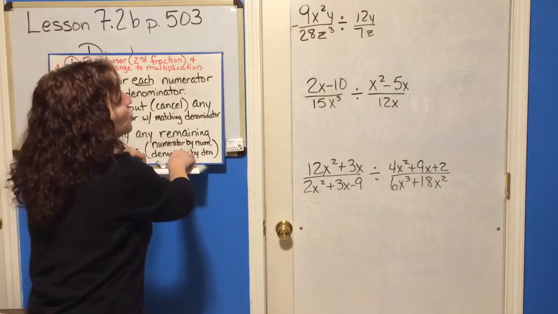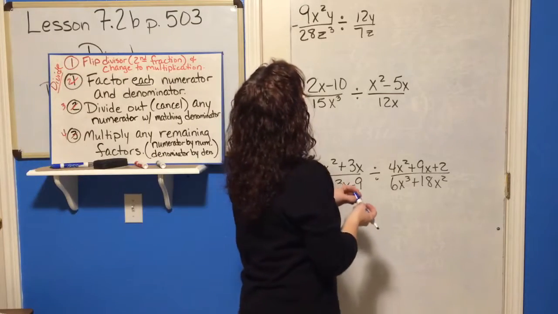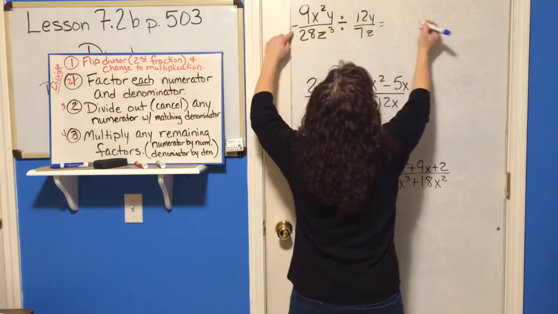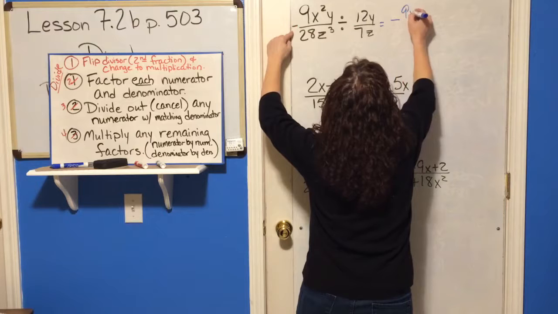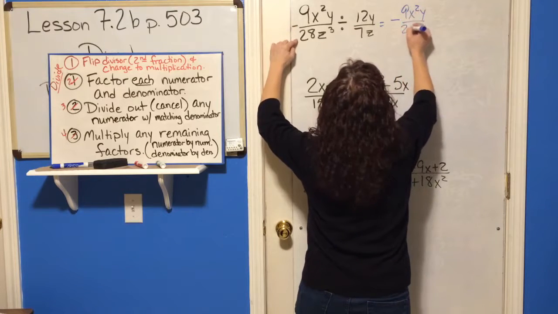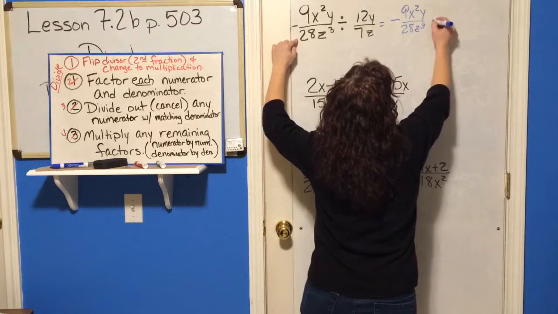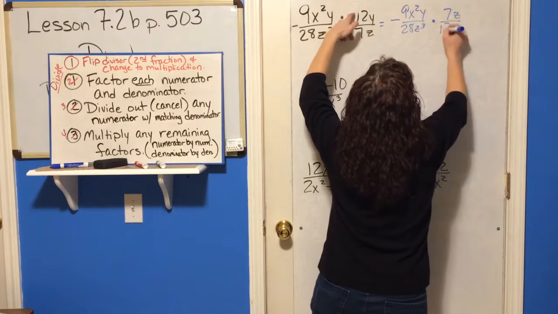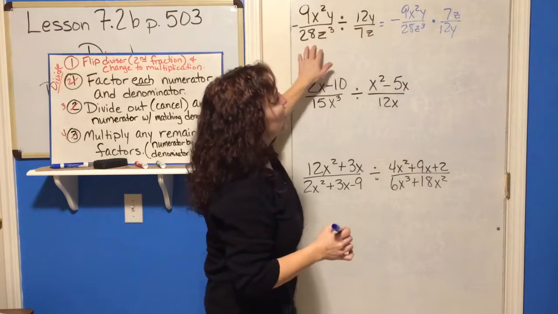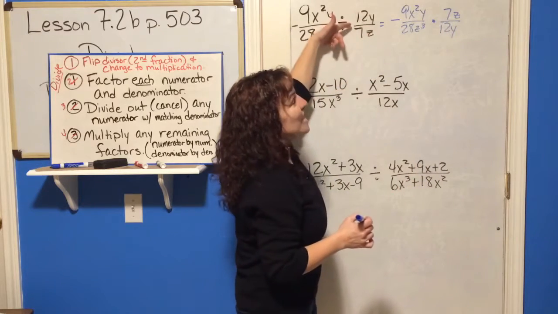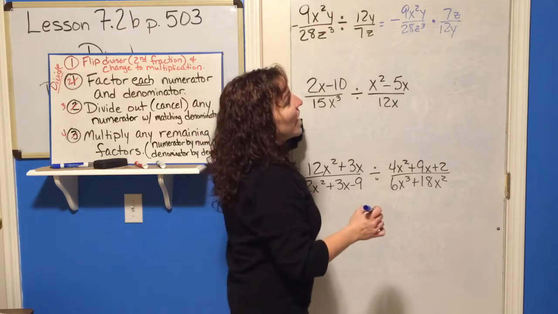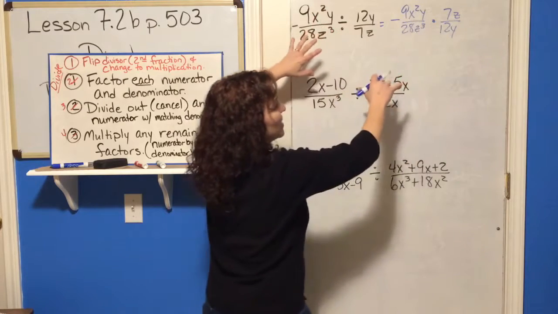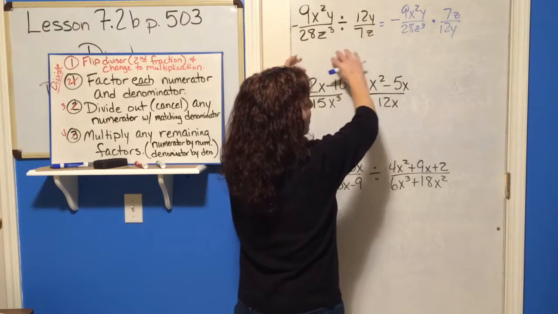Okay, so let's do some. We're going to divide this. And so what we're going to do first is rewrite it: negative 9x squared y over 28z cubed times, and then flip the divisor, 7z over 12y. So do you see I kept the first fraction the same, I flipped the second one, and now I'm going to multiply. And now if you would like, if you've got your paper, you can go further that way. It might be easier to see. What I'm going to have to do is come down here.